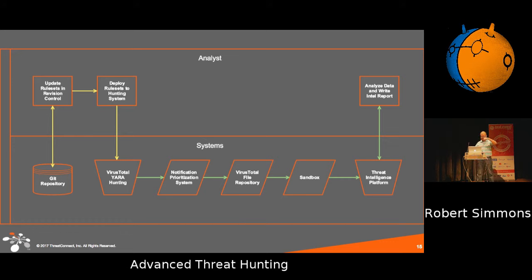You then have the hunting system where VirusTotal looks for different files that are submitted, and if they match one of your rules, you get a notification. So we have a notification prioritization system, which I'll go into in depth in just a moment. But you then have to take any of the files that you're alerted to and download them from the VirusTotal file repository. So this is all done automatically. And then it's all sent into the sandbox.